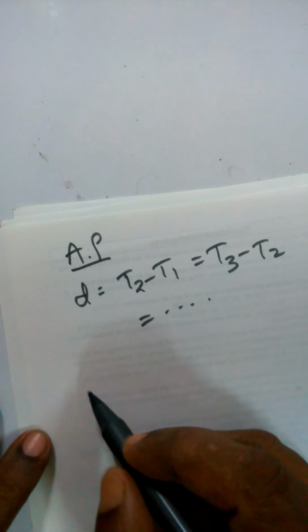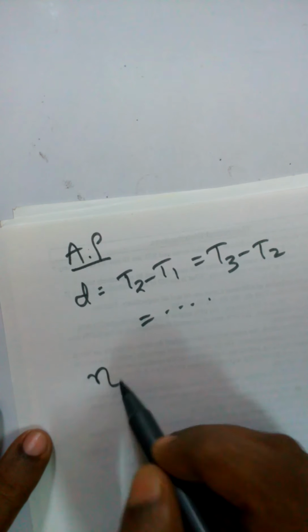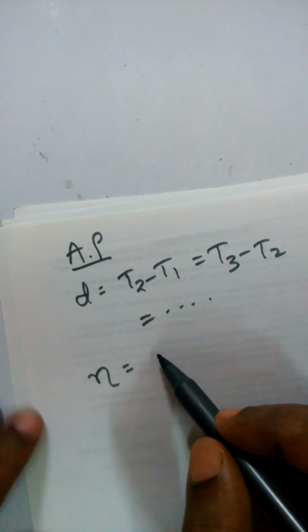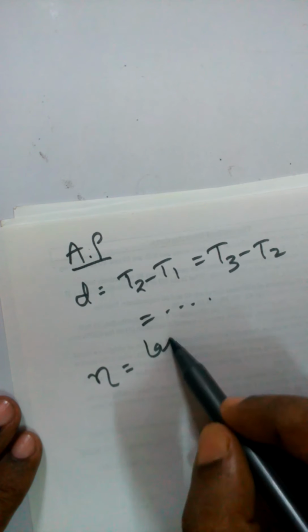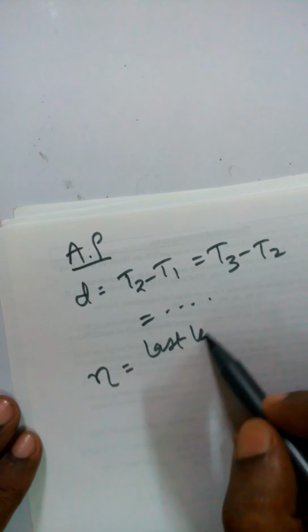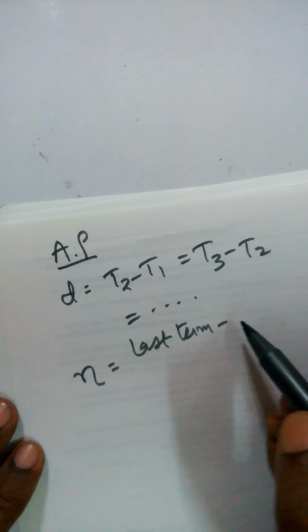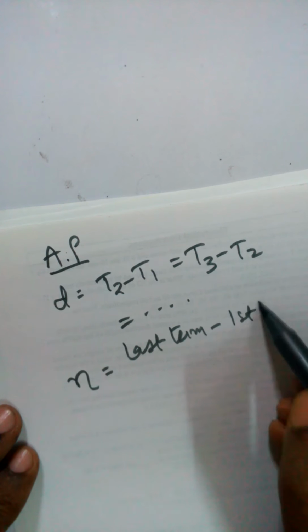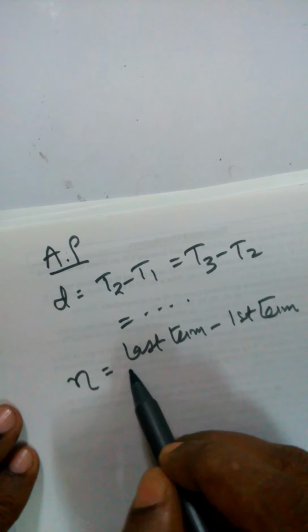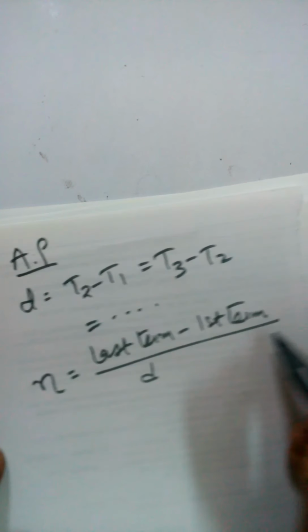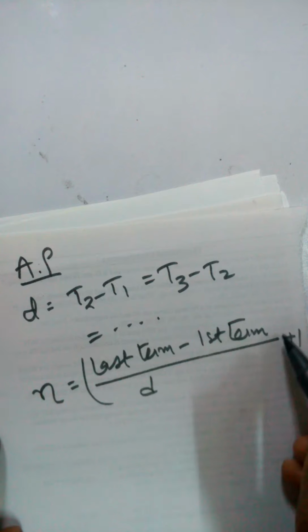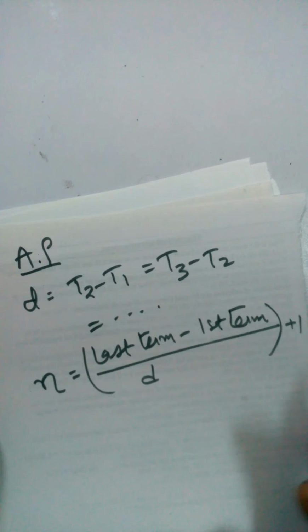Now, in order to find out the number of terms, we can use one idea: the last term of the series minus the first term, divided by D, and then plus 1. So this formula can be applied to get how many terms are present in a sequence.